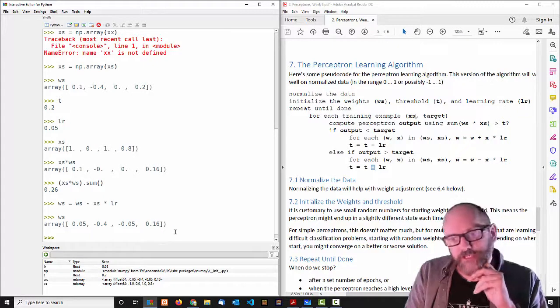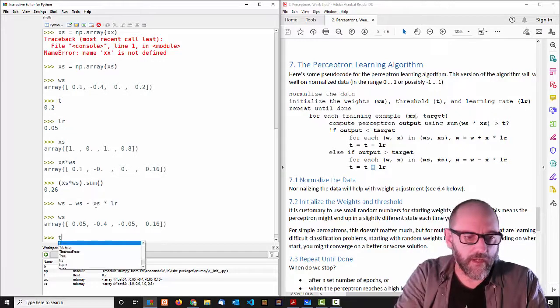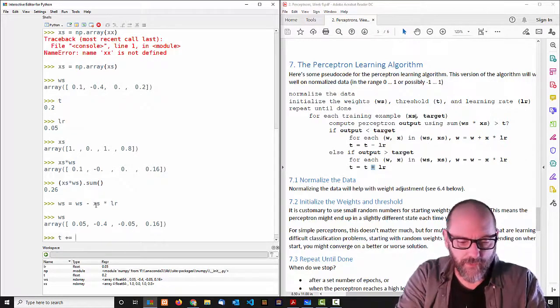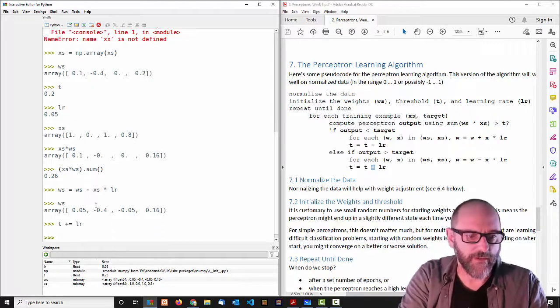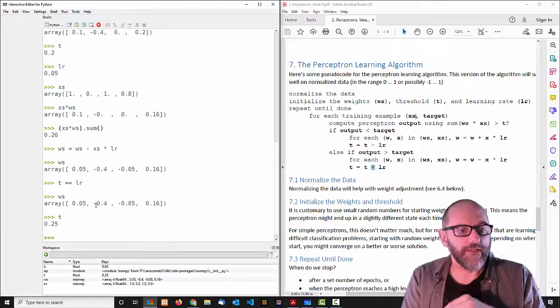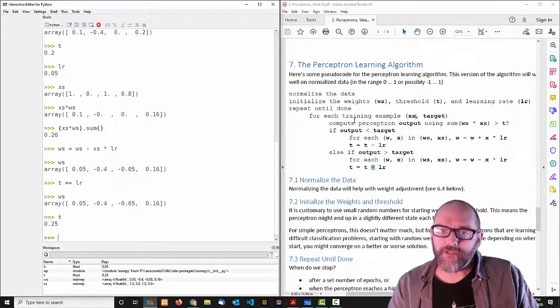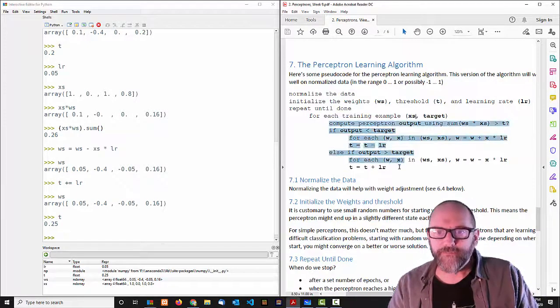So the weights have been adjusted now. And then you would also, if you're putting the weights down, increase the threshold by the learning rate. So now we've got our weights and our threshold, and that's our new situation going into the next example. So you do that after each example. That's the whole algorithm there.